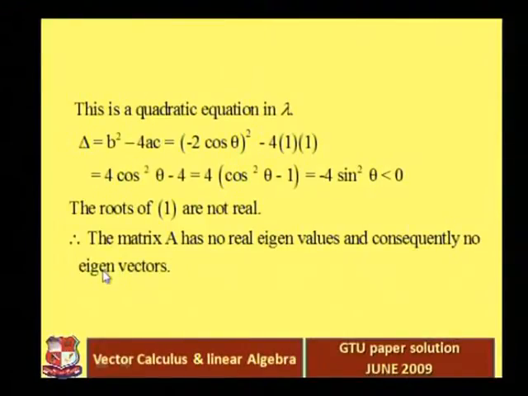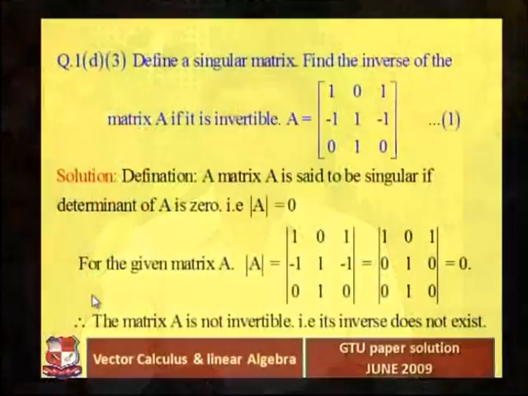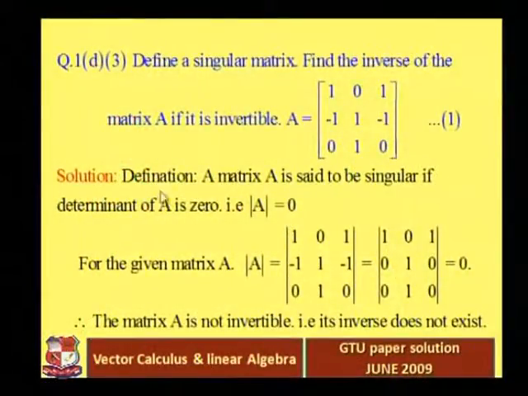So here is the completion of question 1. Next, question 2. Sorry, here is one remaining part, question 1D, the third part. Define a singular matrix, and find the inverse of the matrix A if it is invertible. A is equal to 1 0 1, minus 1 1 minus 1, and the third row is 0 1 0. This question is asked for 1 mark again.